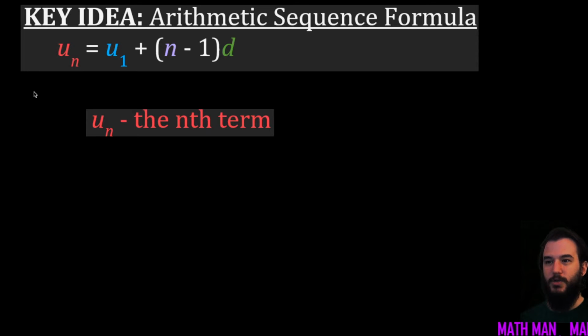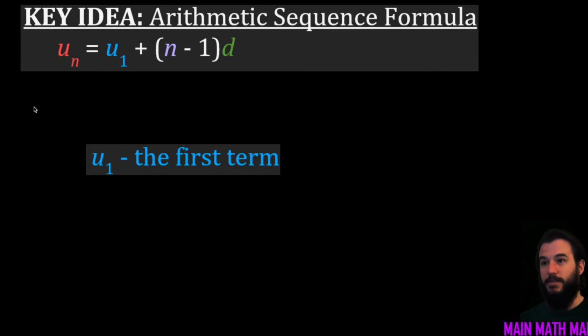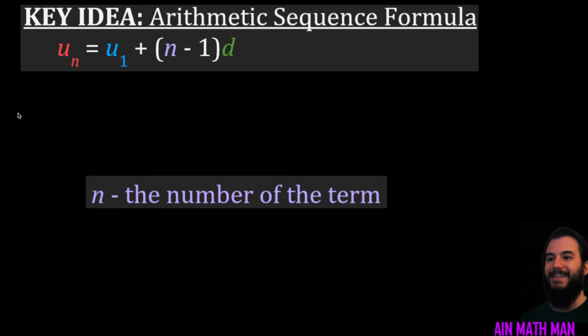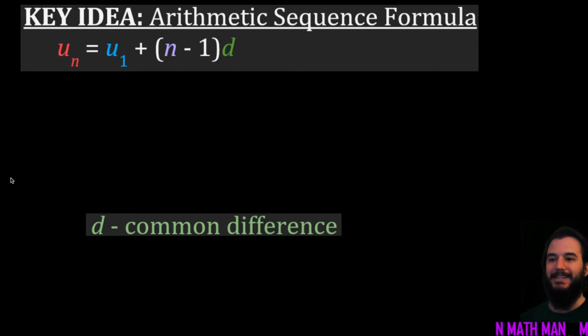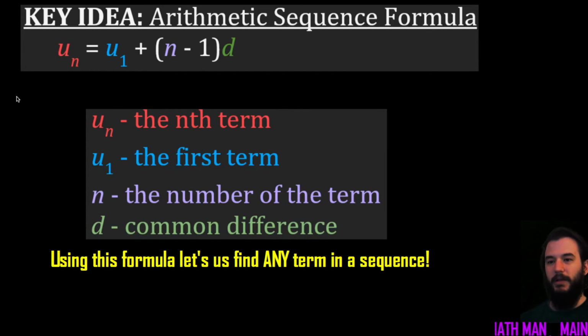We're going to say u sub n is the nth term in our sequence. We say that u sub 1 is obviously going to be the first term. If n is 1, that means u sub 1 is the first term. n stands for the number of the term. Again, we choose this normally. And d is going to be the common difference, that constant value that is changing from term to term. And so we're going to use this formula to be able to find any term in our sequence.